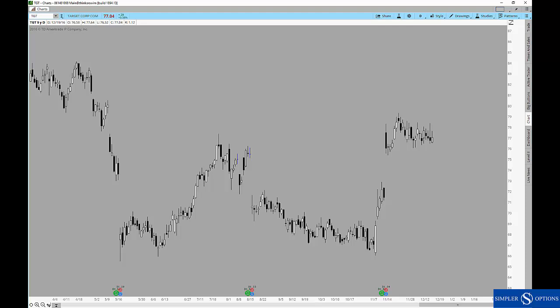I wanted to share some ideas with you on Target. When you look at a clean chart of Target, and we're using this here in Thinkorswim, which is one of the main platforms that we use, I like showing you this one too because they have built-in indicators that can show you some of the main signals we're looking for.